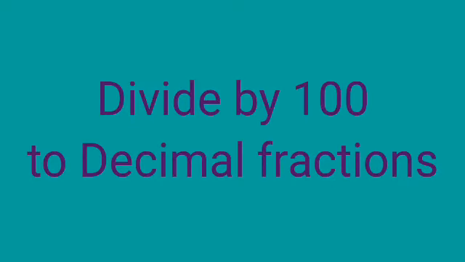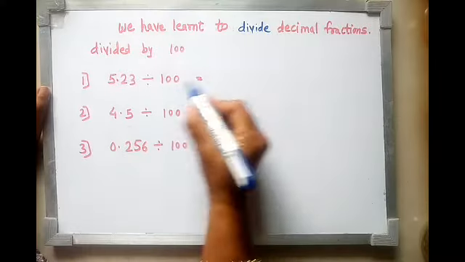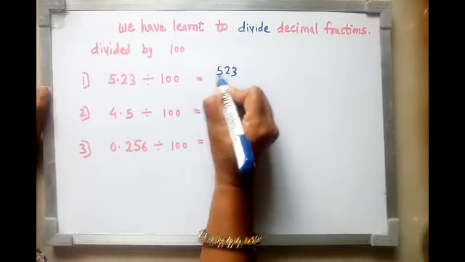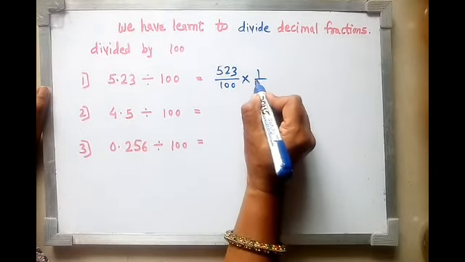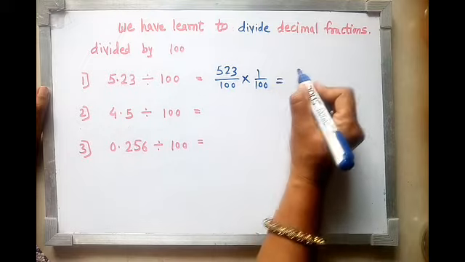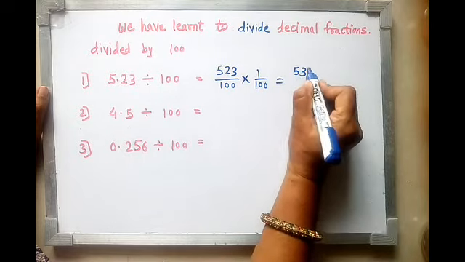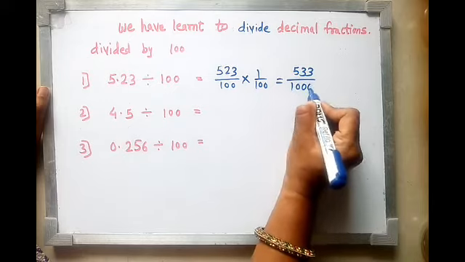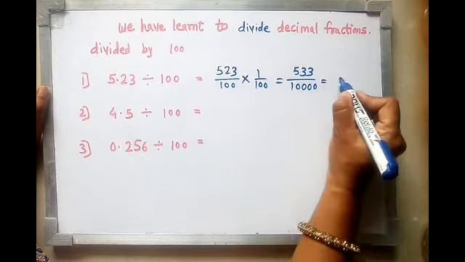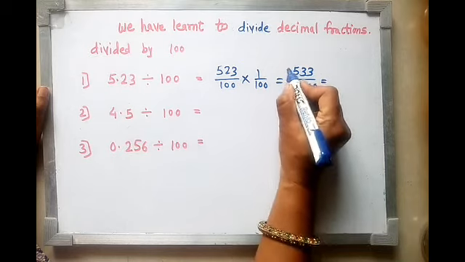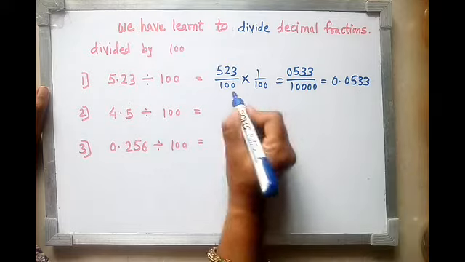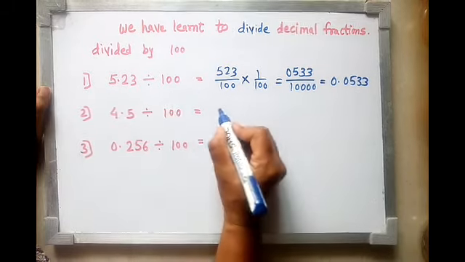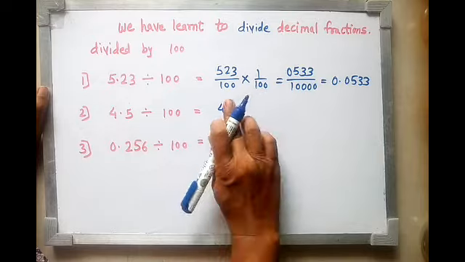1.446. Divided by 100 for decimal fractions. I write down three examples. Divided by 100: 523 upon 100 into 1 upon 100. Denominator is 10,000, with 4 zeros. 0.0523. The decimal point moves 3 places to the left side.